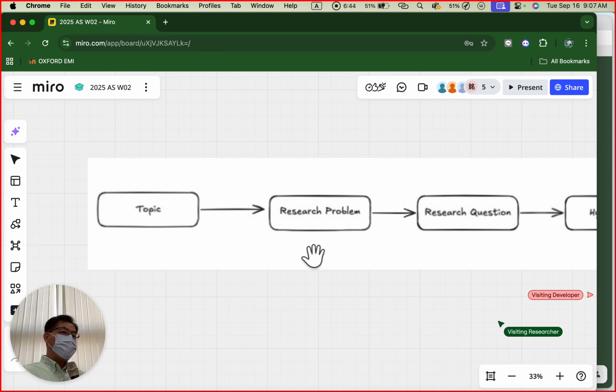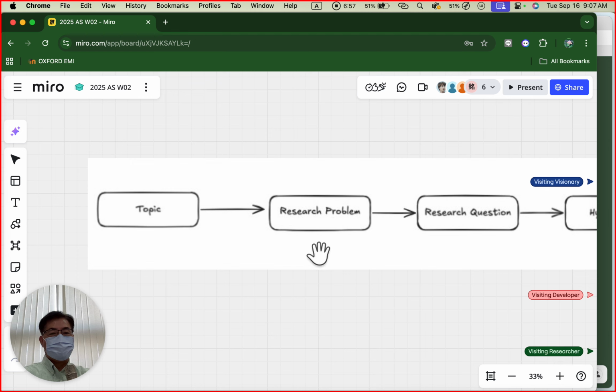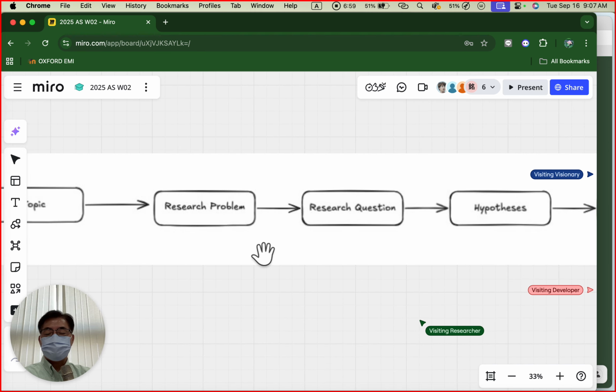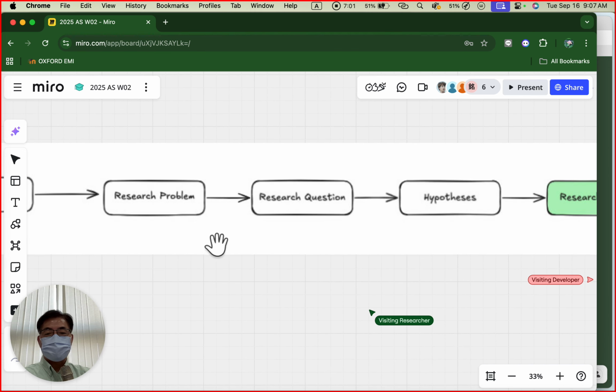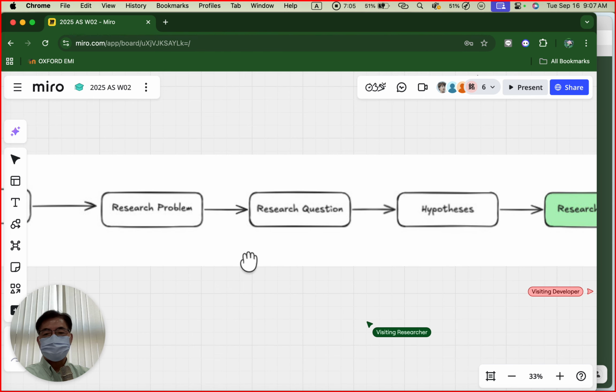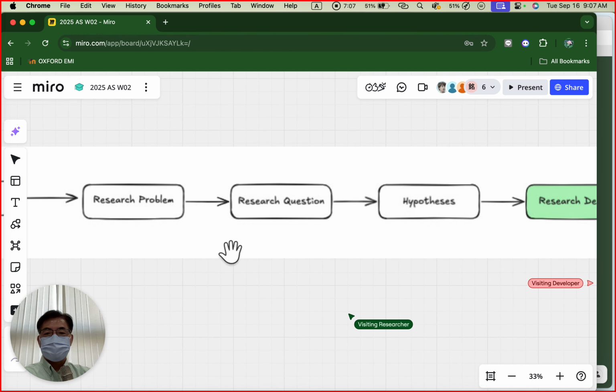If we don't have any problem, then we don't have a direction to do the research. So based on the research topic, we have to identify or specify a problem we want to address or explain. So that's the second step. And after the research problem, we will come up with a research question. Can anyone tell me what a research question is? Do you have any example of a research question?